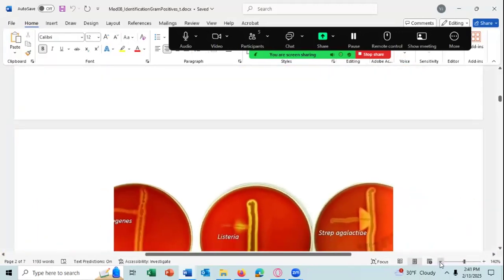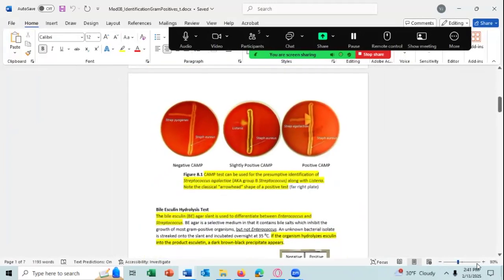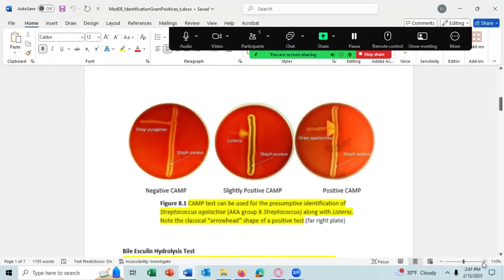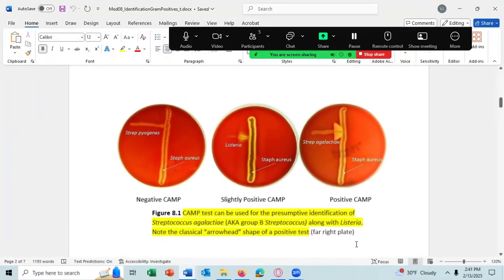I'm going to shrink this down to normal size now. Yep, a little too far. So there you see CAMP negative right there, a slight positive CAMP test, and then a positive CAMP test. Any question about that? Now, do remember that all of these organisms are exhibiting beta hemolysis. The CAMP test is only looking at enhanced hemolysis.